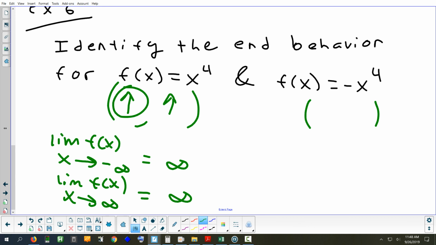Does anyone have a guess what this one's going to look like? Think of the negative in front when we studied transformations. That's a flip. It's a reflection over the x-axis. This one is down, down. What do you think in these two equations makes them either both go up or both go down? Why don't you have an up-down like the one we just did?